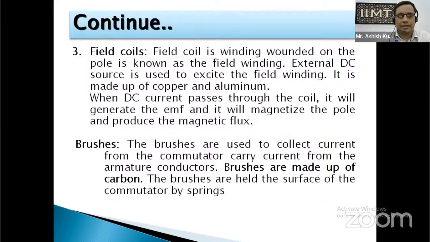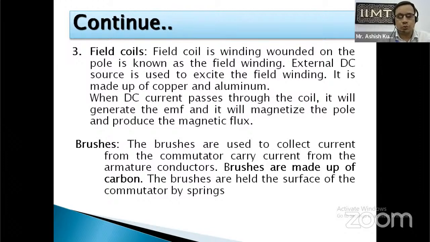And the third part is field coil. Field coil is also known as field winding. It is a winding wound on the poles. It is energized by an external DC source, and it is made up of copper and aluminum. When DC current passes through the coil, it will generate EMF and magnetize the pole and produce magnetic flux, and the pole shoes spread this magnetic flux inside the air gap.